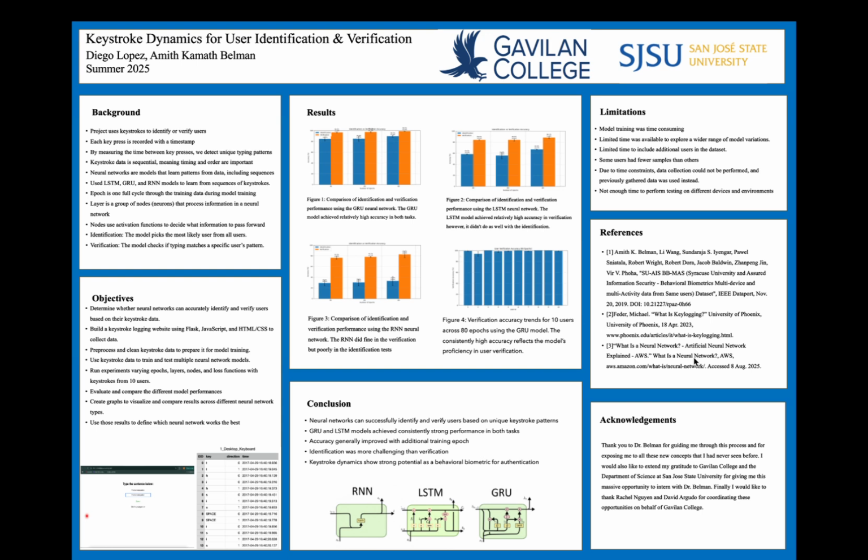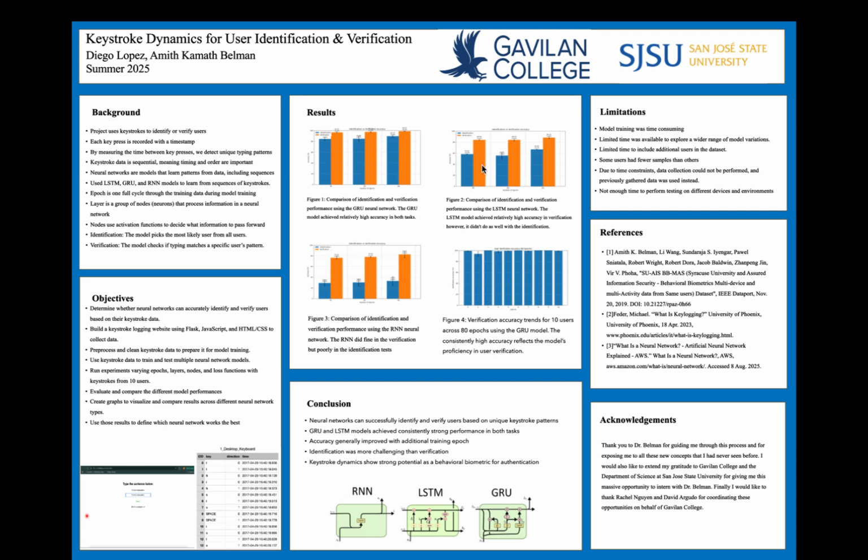Next, let's take a look at some of the results. So the first graph is the GRU model, which performed pretty well in both identification and verification. It shows a high accuracy for both, pretty much near the top for both of them, near 100%. The blue bar is for the identification, and the orange bar is for verification.